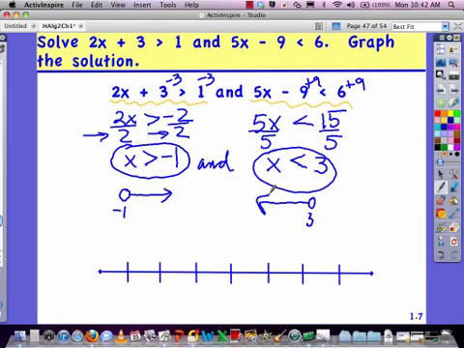Everything in both solutions. So again, if we set up our number line with numbers around our solution, we should be looking at 3 and negative 1 as distinct beginning and ending points of this, and all the numbers in between. So if we were to graph, I believe we'd be looking at an open circle at negative 1, an open circle at 3, and then again, the line in between should be shaded.